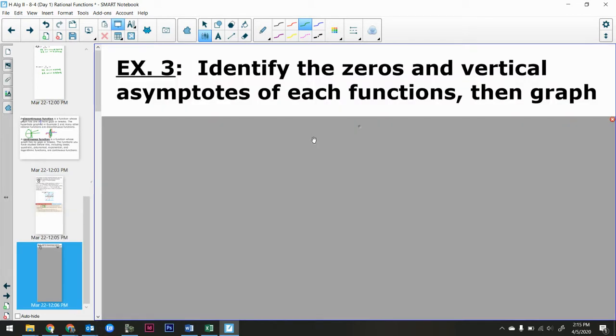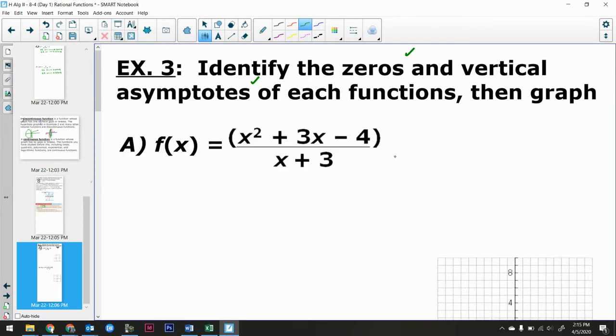Okay. So let's take a look here. Identify zeros and vertical asymptotes of the function. Then we're going to graph, and I'll probably use my graphing calculator to help us out a little bit. All right, so the zeros of the function are where the numerator gets set equal to 0.